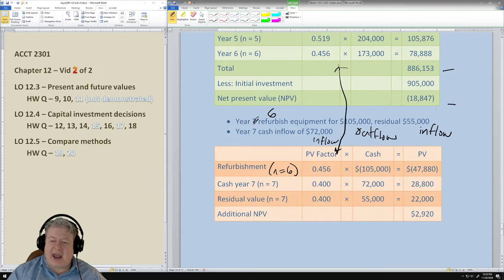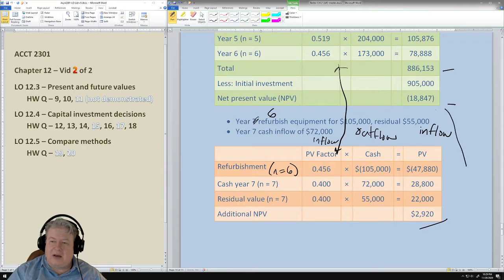So the present value factor is going to be 105,000 going out. What's the present value? Minus 47,000. We figure out the cash for that year, we get 72,000, and then we're going to sell it. That's the residual. The residual means what we're going to get when we sell it at the end of its life. And we find out that this net present value for just year 7 is positive.